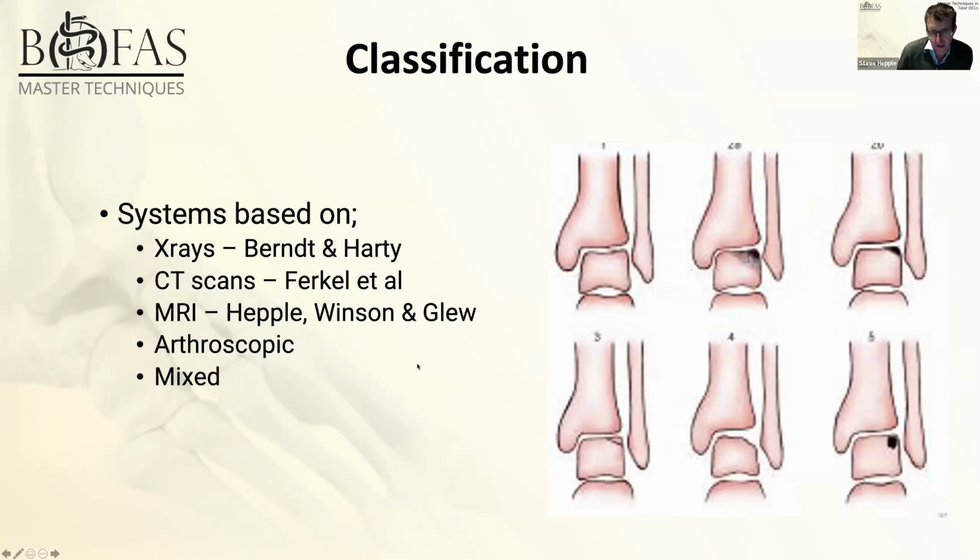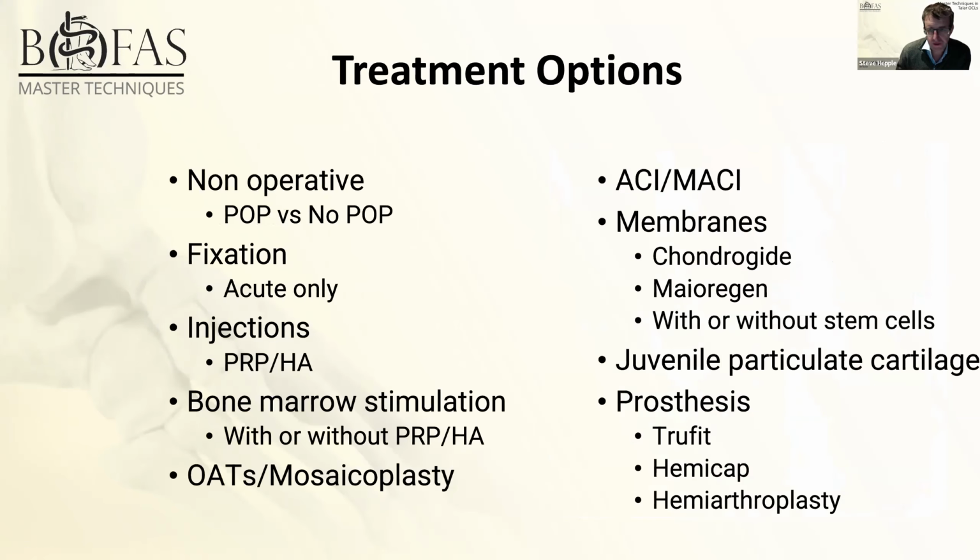I think the one benefit of the MRI classification is that it does indicate a prognosis. There's definitely a trend as you go up the classification for the outcome to be worse. So big cystic lesions at stage 5 give us the worst outcome. So the treatment options are widespread, and I'm not going to go through all of these.